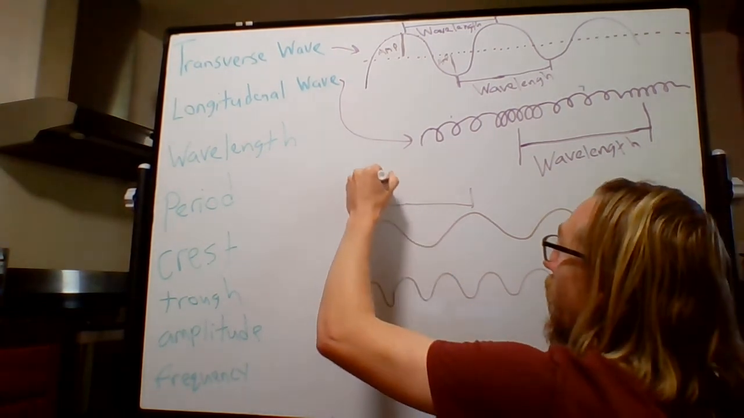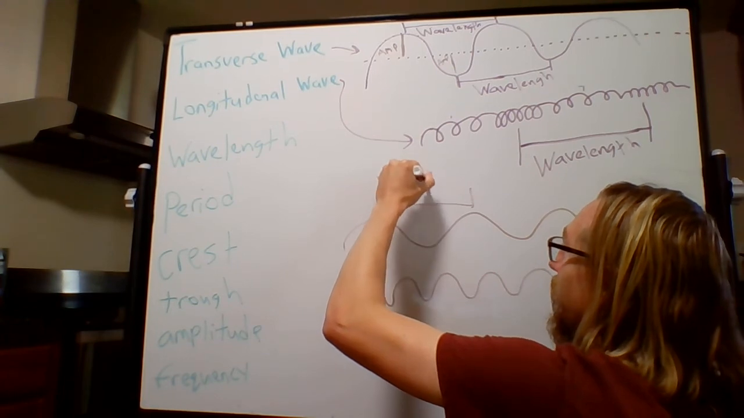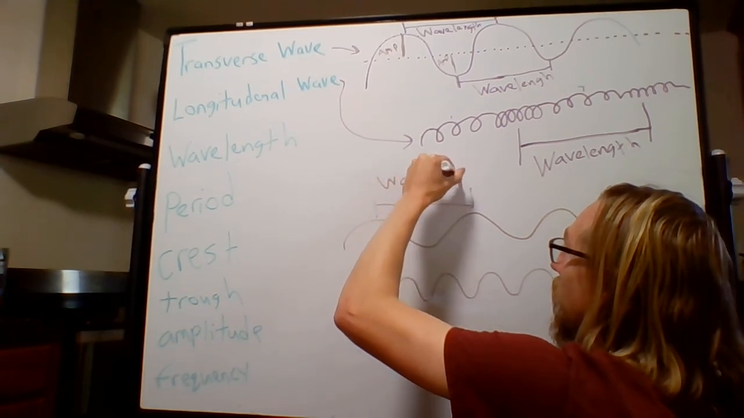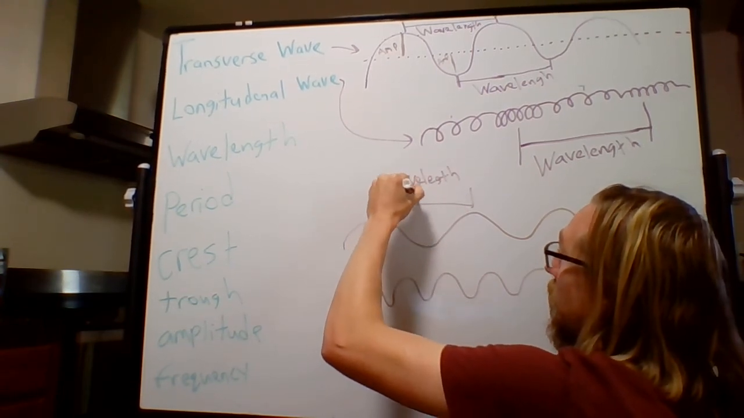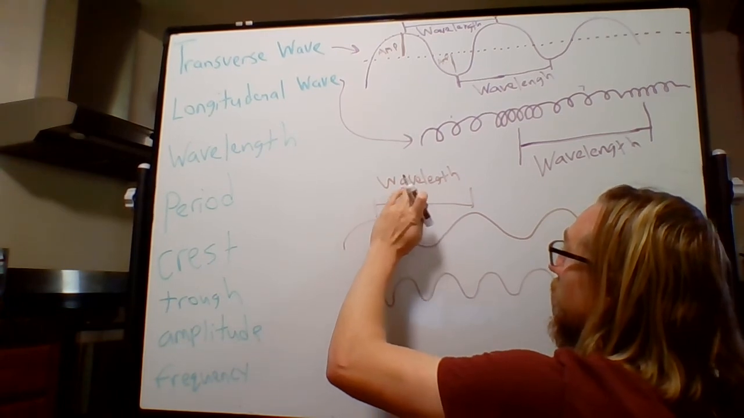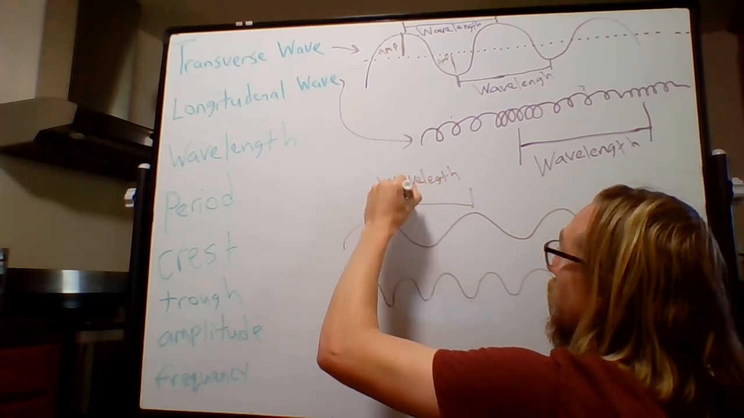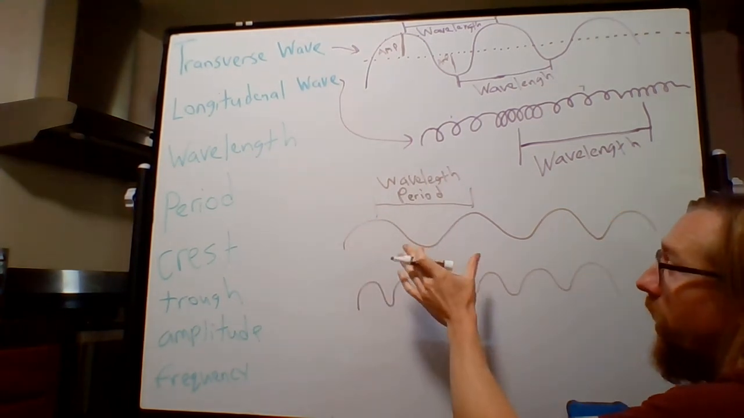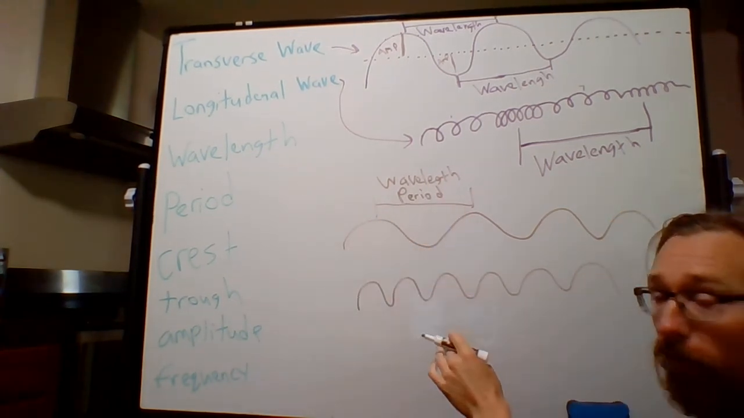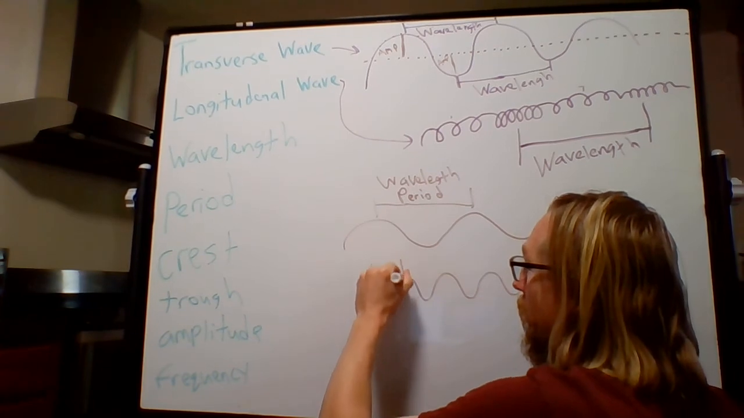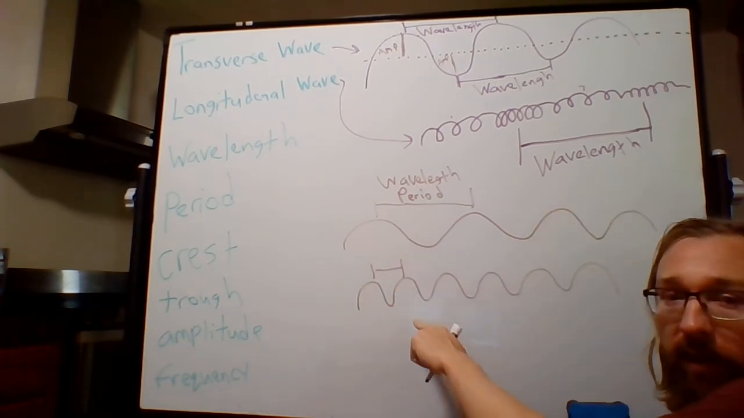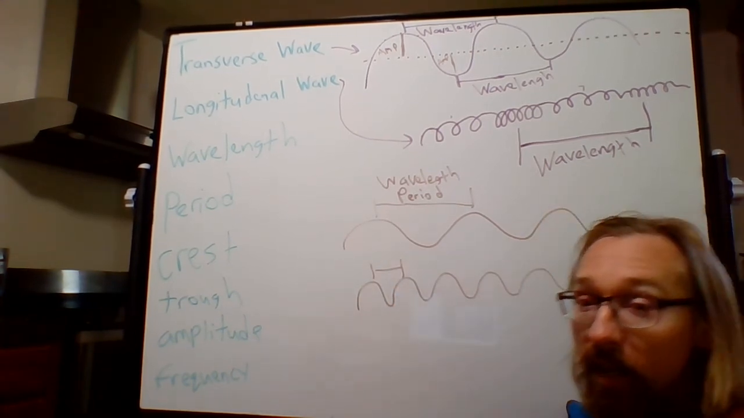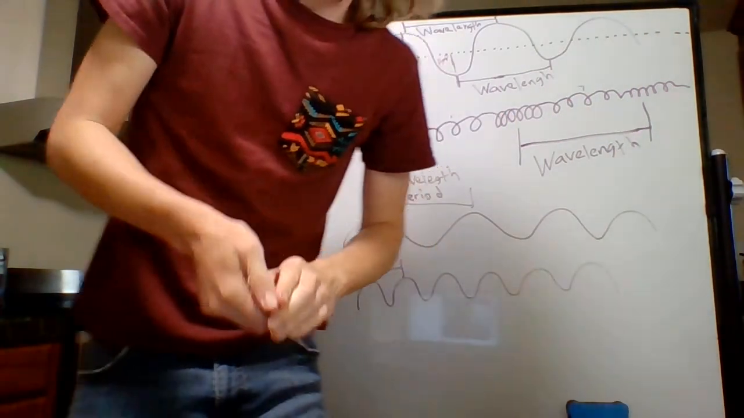So you said wavelength here, wavelength. Then you can also describe this area as a period, the amount of time that it takes the crest to travel one wavelength. So the longer the period or the longer the wavelength, the lower the frequency. The shorter the period or the shorter the wavelength, the higher the frequency. So those are key things that you'll have to remember.